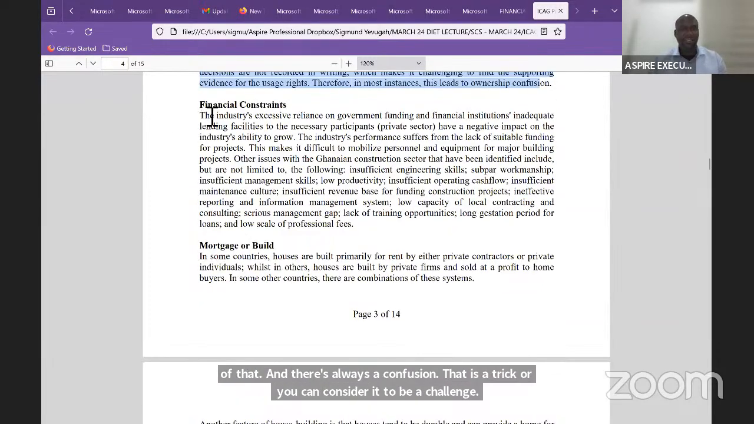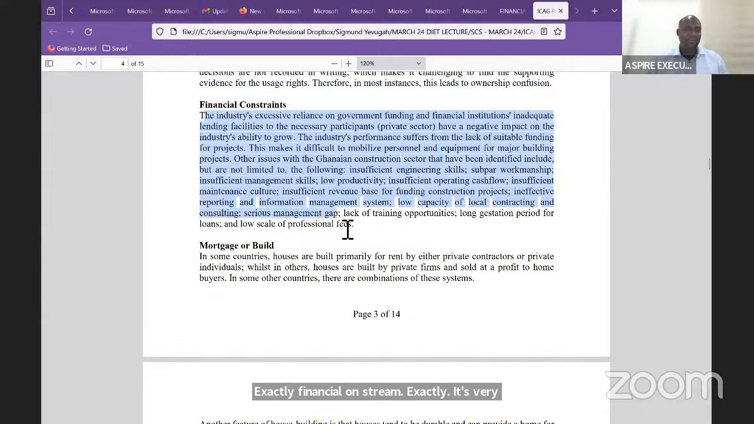Financial constraint. It's very difficult to get financing from the banks when you are embarking on real estate in Ghana. The industry's excessive reliance on government funding and financial institutions is inadequate. Lending facilities to the necessary participants have a negative impact on the industry's growth. The industry performance suffers from the lack of suitable funding for projects. This makes it difficult to mobilize equipment, and the other issue with the Ghanaian sector that has been very much identified but not limited to is the insufficient engineering skills.